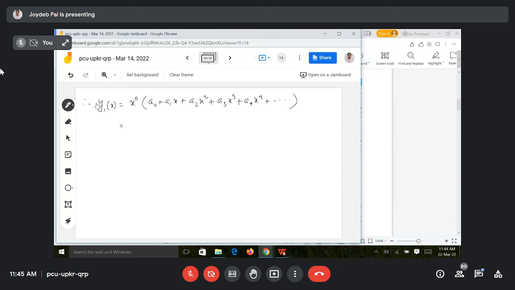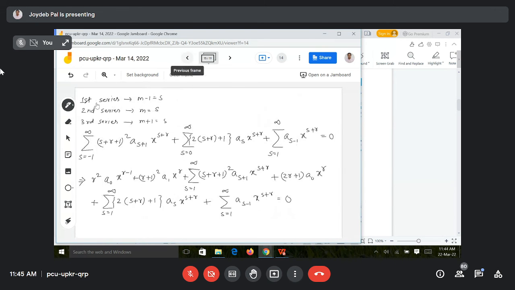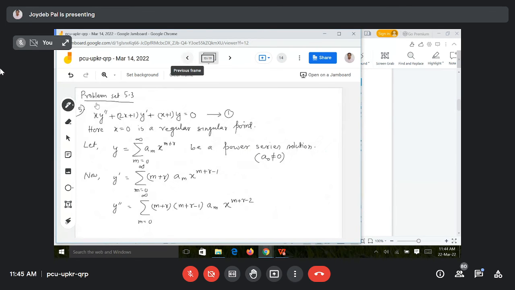Do you get it? How I have written this y1(x)? Sir, explain. Okay, actually initially what I had taken as a solution, y is equal to summation m from 0 to infinity a_m x to the power m plus r, be a power series solution, right? Yes, sir. That is the basic solution which I have assumed. So in that formula I am putting the value. So it is y equals x to the power r summation m from 0 to infinity a_m x to the power m. Now if you split this series, it will be what?